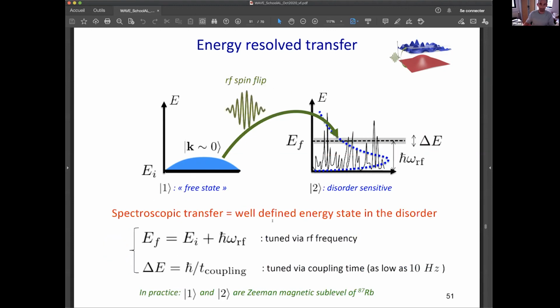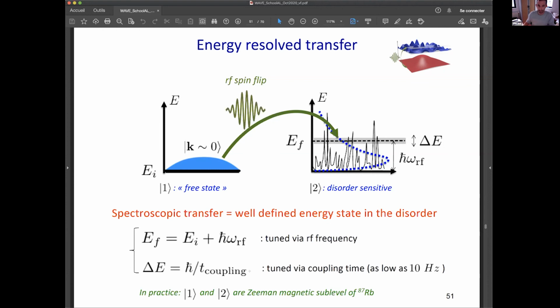And I skip it like that. But clearly here, it's just for people to realize how it is doing. It's just that the final energy is the one plus the one of the RF frequency. So by tuning the RF frequency, we can tune the energy. And the energy width is simply related to the inverse of time of coupling.